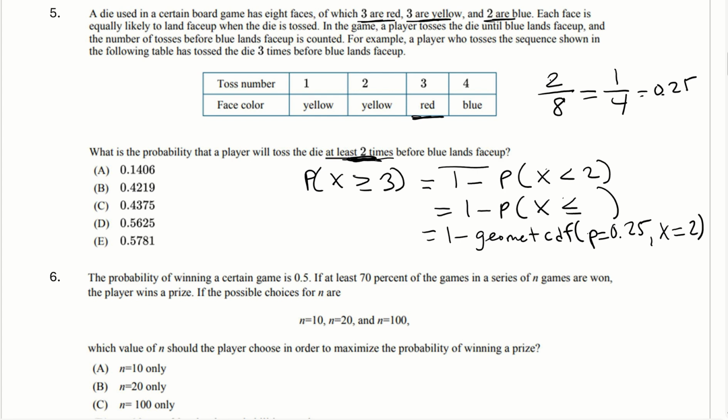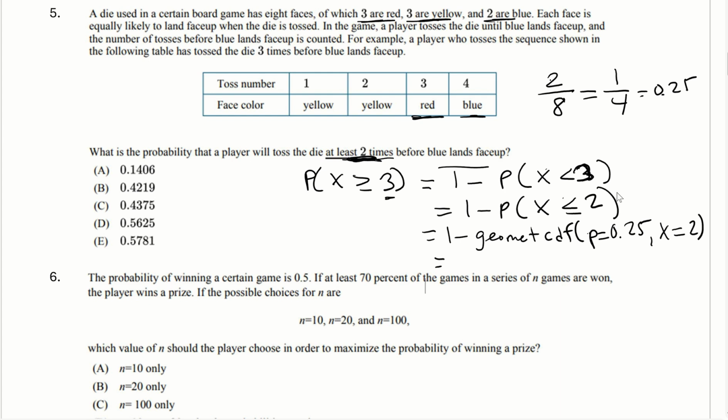Okay, this example that they gave us, they rolled 3 times before getting blue, which means that they rolled a total of 4 times, right? So this time for 2 times has to be 3 times that they rolled. So this is going to be less than 3, which means less than or equal to 2, which means that this has to be 2. Okay, so sorry about that. I want to fix that before I continue.